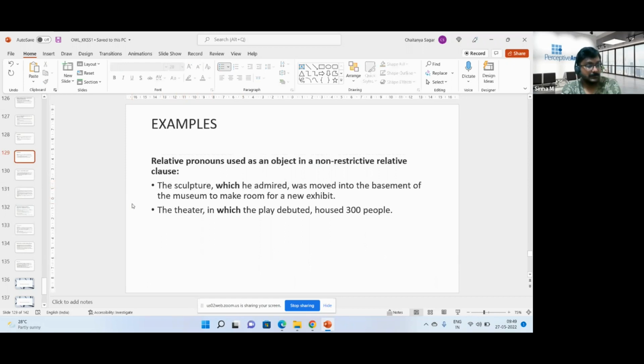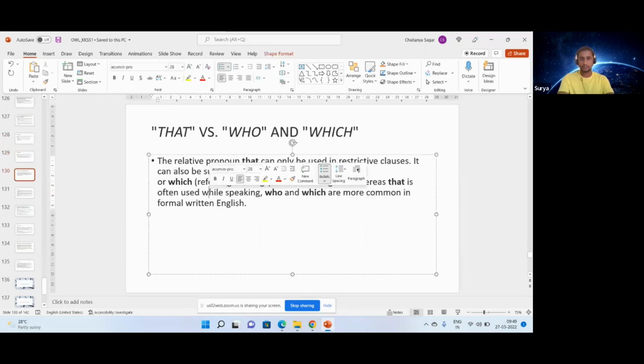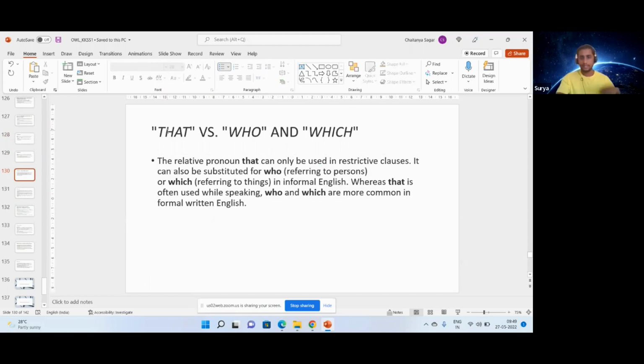So this is about the relative pronoun referring to an object, because here which is referring to an object. Earlier one it was referring to the subject. We'll see other relative pronouns, like which would be appropriate in which situations. If you see, we have taken 3 examples here: that, who, and which.